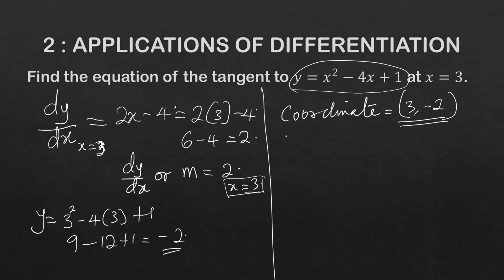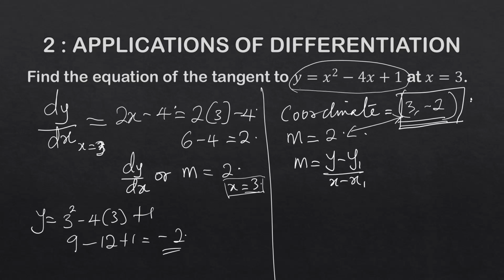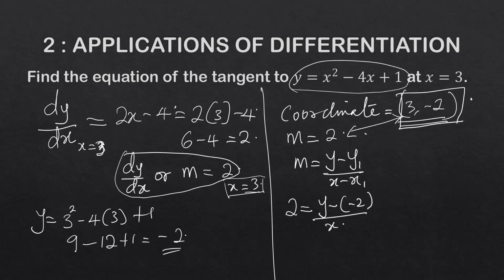Now, remember, we have found our gradient as m to be 2 at this given coordinate. So all I need to do is to bring the formula for finding the equation of a straight line, because this is a straight line. Tangent is a straight line. Therefore, that equation is always given as m is equal to y minus y1 all over x minus x1, if only one point is given. In this case, only this point is given. So what I'm going to do is, the dy/dx is already given as 2, right? So I'm going to say 2 is going to be equal to y minus, y1 is minus 2, this is bracket minus 2, all over x minus 3.